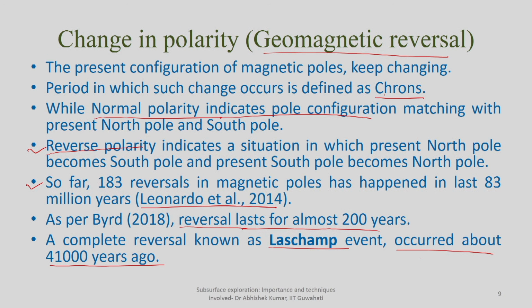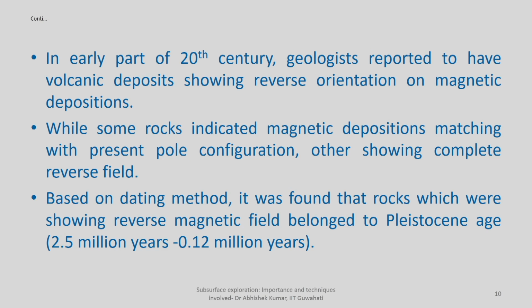So, overall what I meant to say is, because of convection current there is magnetic force, and depending upon the direction, probably of core rotation, this magnetic force or magnetic pole configuration also keeps on changing. Now, how did people understand this reversal in the magnetic pole configuration?